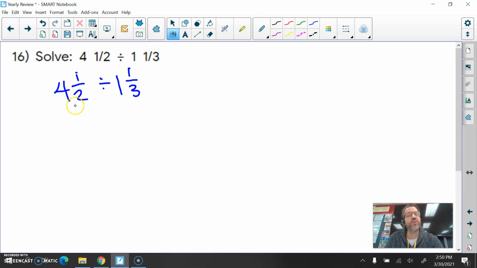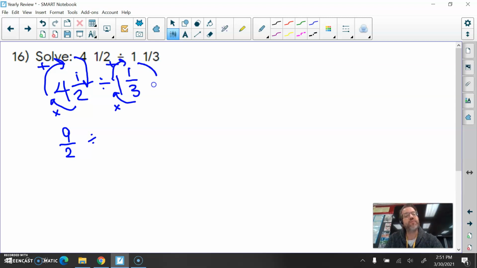So going around the horn, 2 times 4 is 8. 8 plus 1 is 9 over that denominator of 2. Divided by, do the same thing here. 3 times 1 is 3. Add 1, that's 4. We put that over our denominator of 3.